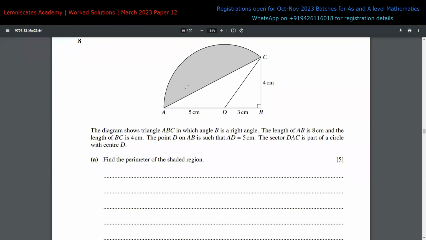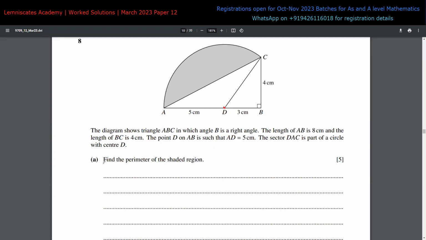So for question 8, we are given this diagram which shows a triangle ABC in which angle B is a right angle. Then there is also the length of AB and BC given to us as 8 centimeter and 4 centimeter respectively. Then there is also a point D such that AD is equal to 5 centimeter. Now there is also a sector DAC.